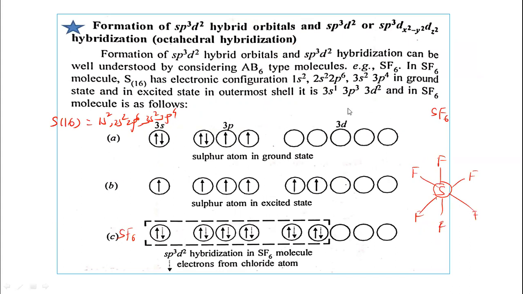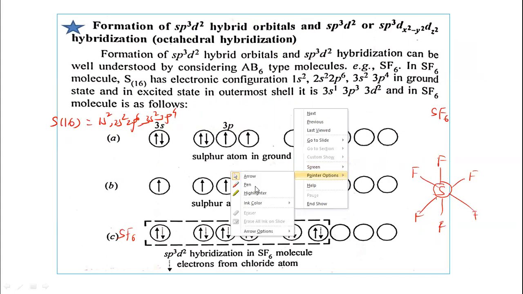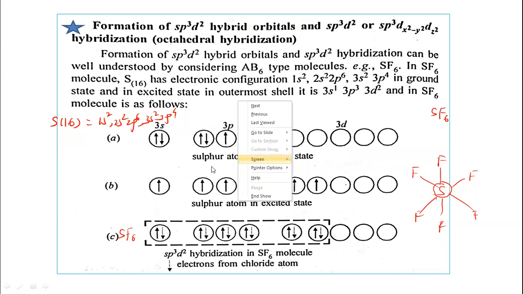Now let us take the example of sp3d2 hybridization. For example, the SF6 molecule, sulfur hexafluoride, shows sp3d2 hybridization. Let us take another example, Cr(CO)6, hexacarbonyl chromium. It shows d2sp3 hybridization. Let us see sp3d2 first.